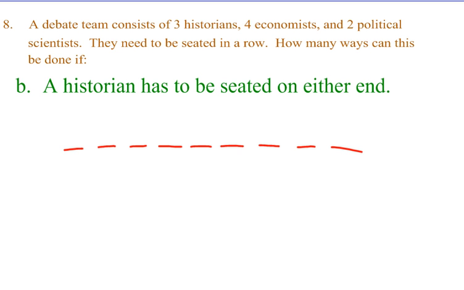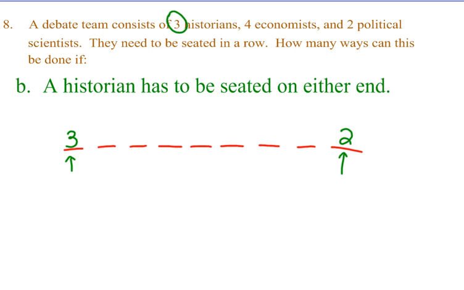Because I'm talking about the historians, we have 3 historians. So how many choices do I have for this end? I have 3 people that could sit here. So when I take one of the historians away and they sit here, how many historians do I have left to choose from for this spot? I still have 2 historians to choose from.